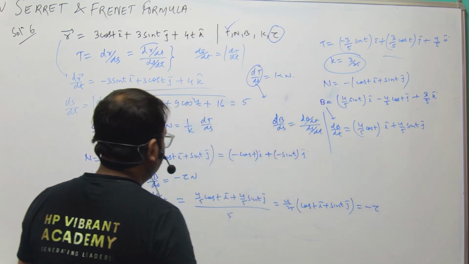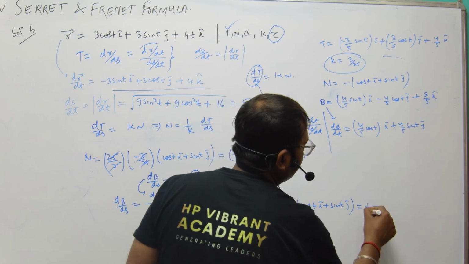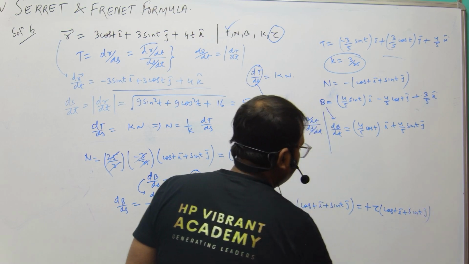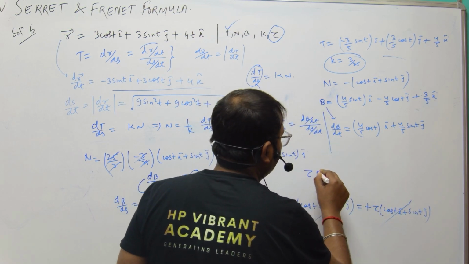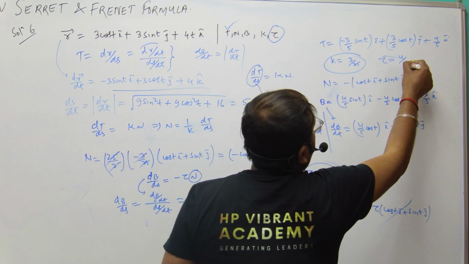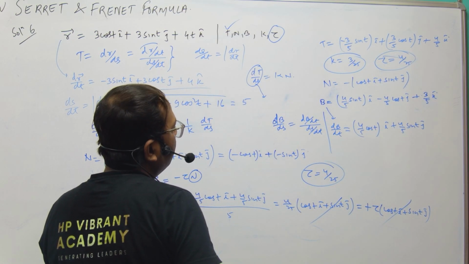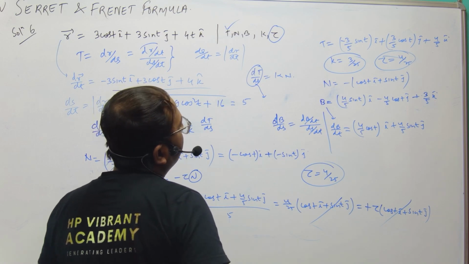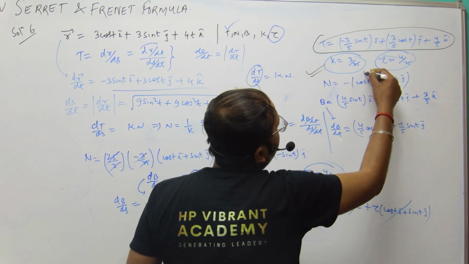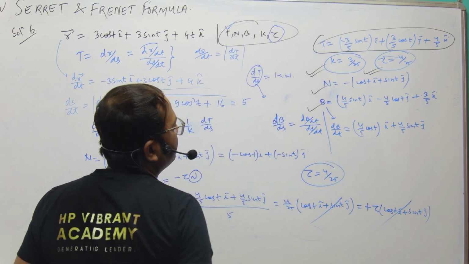Tau into n. Let's place the value of n. n is equal to minus cos t i cap minus sin t j cap. So minus minus plus: cos t i cap plus sin t j cap. This gets cancelled. So from here we have tau is equal to 4 upon 25. We have calculated t, this expression. We have kappa as this one, and tau. This is all we have to find in the first question.